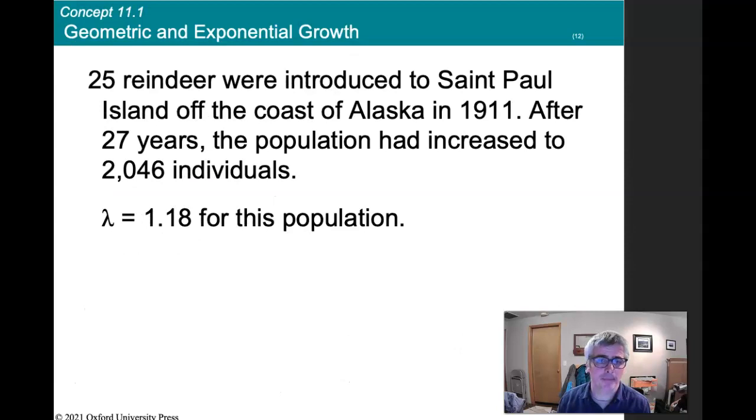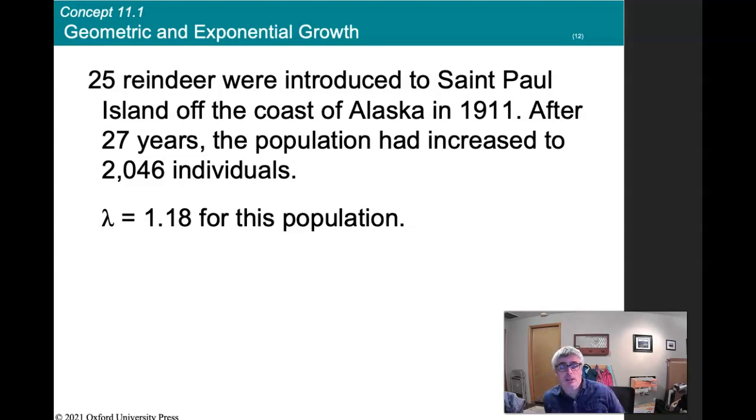Okay, well, let's look at a couple ideas for, in this case, lambda. The 25 deer were introduced on St. Paul Island. This is off the coast of Alaska. I actually have a friend that lives out there and works with the community. And they have a lot of reindeer. It's a small island. I've always wanted to go out there, but it's a pretty small island.